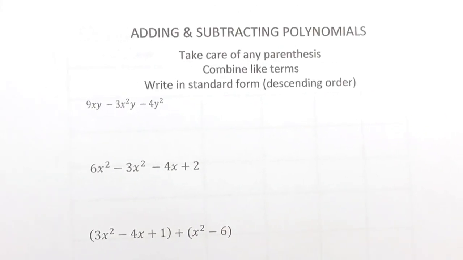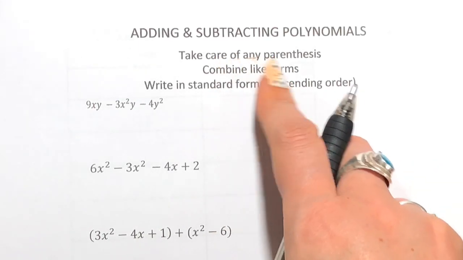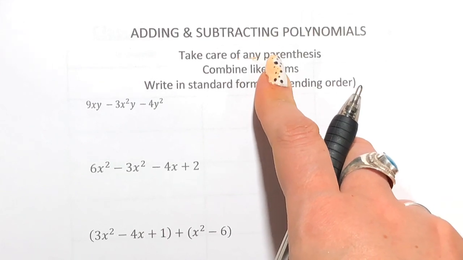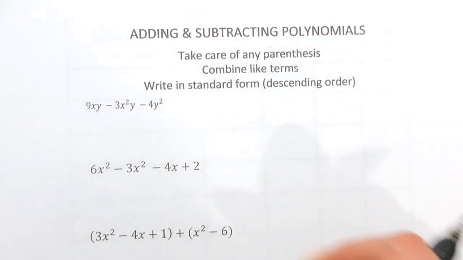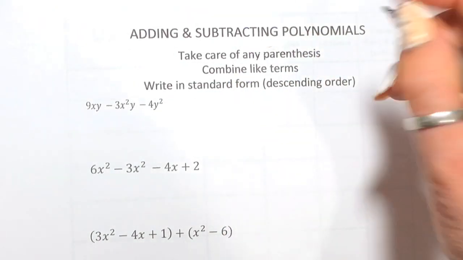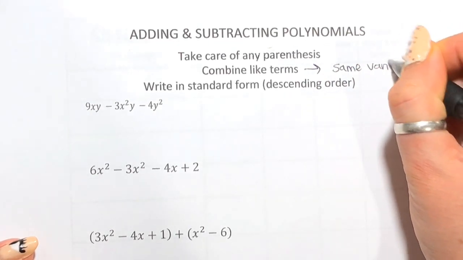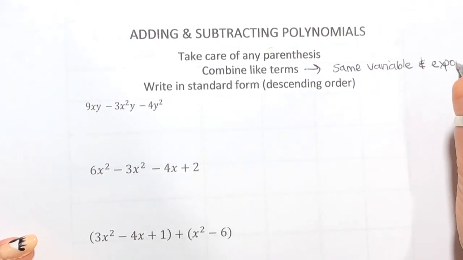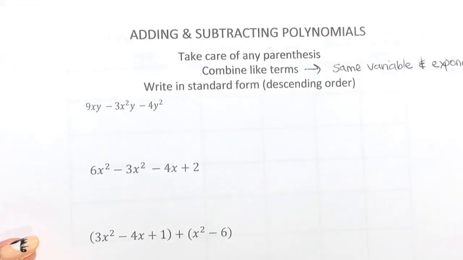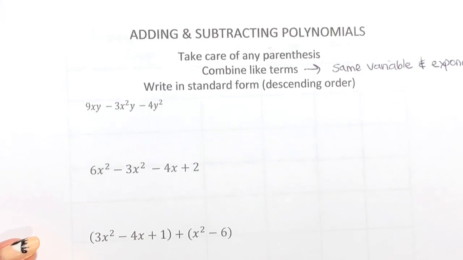So when adding and subtracting, first you want to look and see if there's any parentheses. If there are parentheses, you need to take care of those by distributing. If there's a negative, you need to distribute, or if there's a number, you need to distribute. And then combine any like terms. So remember, like terms are going to be the same variable and same exponent. So an x squared and an x cubed are not the same. So you need to make sure they have the same exponent as well. And then you want to write it in descending order. So that means biggest degree to smallest degree.